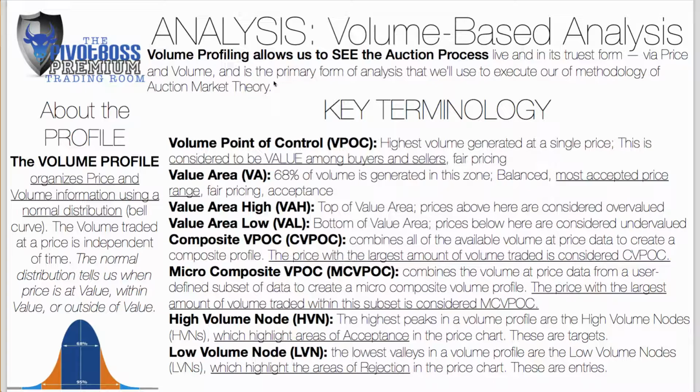So what the normal distribution allows us to do is identify where value is when price is at value, and that would be the HVN, the top portion of that peak.